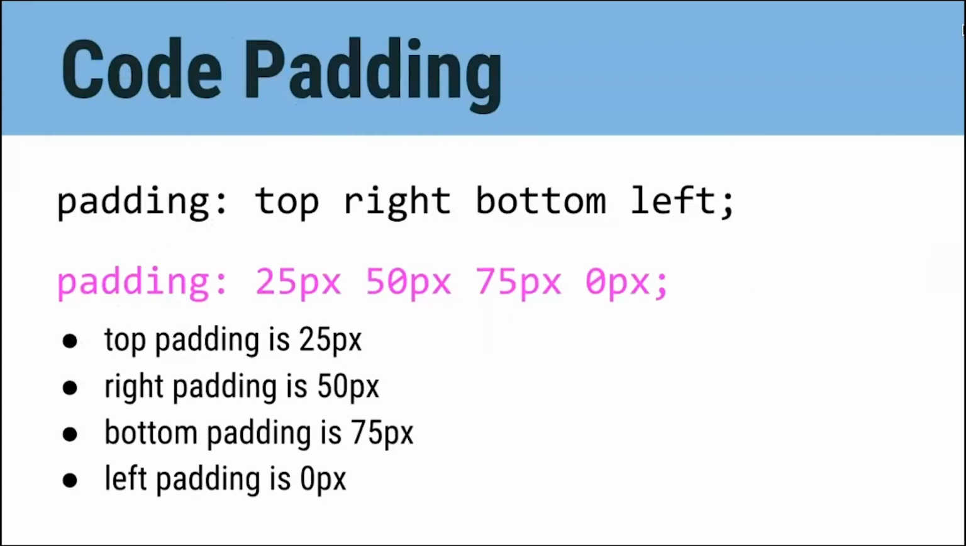Writing code for the padding is almost exactly the same as the margin. The only difference is that you write padding instead of margin in front of the colon. Like the margin, you also write padding values clockwise starting from the top. In this example, padding: 25px 50px 75px 0px. The top padding is set to 25px, the right padding is 50px, the bottom padding is 75px, and the left padding is 0px.